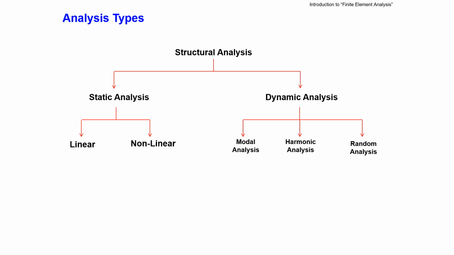Then analysis types. Structural analysis can be of two types, static and dynamic. Static analysis means analysis on a body which is in the stationary state. That can be linear or non-linear. And dynamic analysis means analysis on a body which is moving, which has got some velocity. So all these kinds of analysis, static as well as dynamic analysis, can be done in ANSYS. As mechanical engineers, we will be more interested in structural analysis. So in structural analysis, both static and dynamic analysis are possible using FEA softwares.